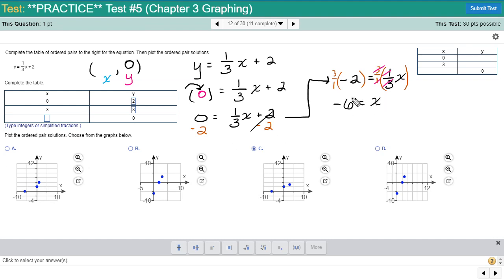So we've got our variable isolated. We end up with negative 6 as the x. So when y is 0, the corresponding x is, as we just found, negative 6. So we've got our table all complete.